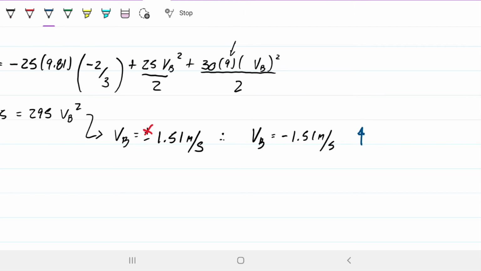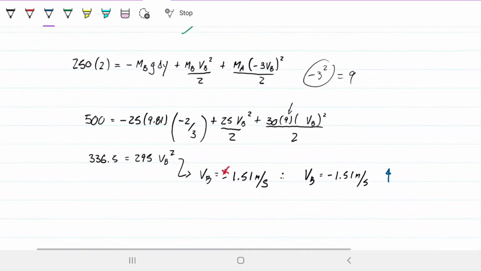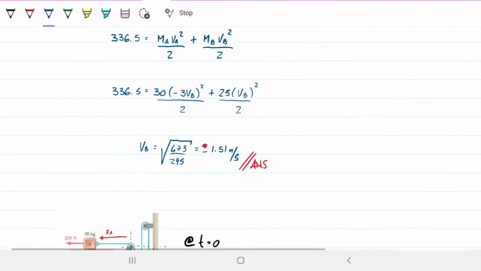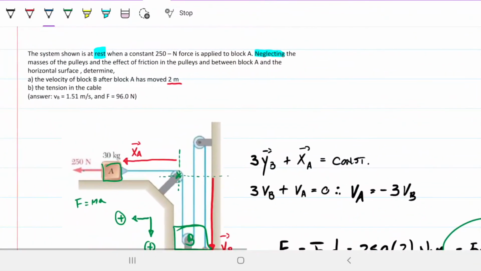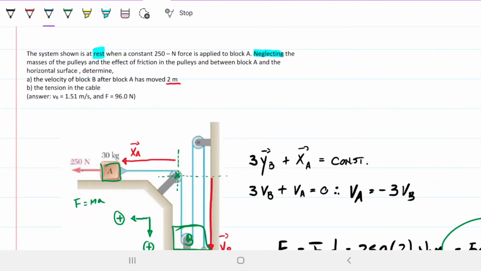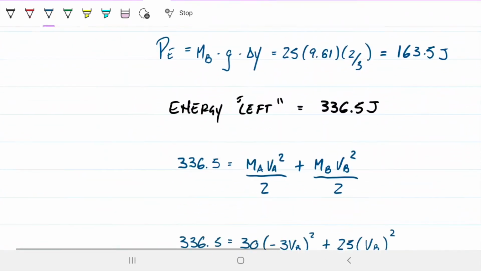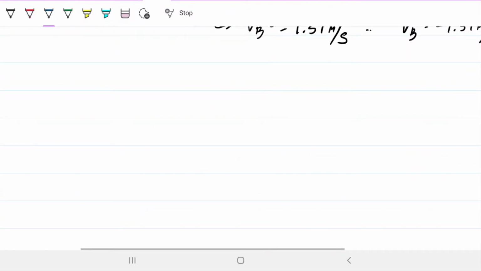Perfect. Okay, so this was all part A, right? So let's look at part B now. Where's part B? Part B here: what is the tension in the cable? So the tension in the cable, again, we could solve this just looking at Newton's laws, but we want to do this from an energy perspective.